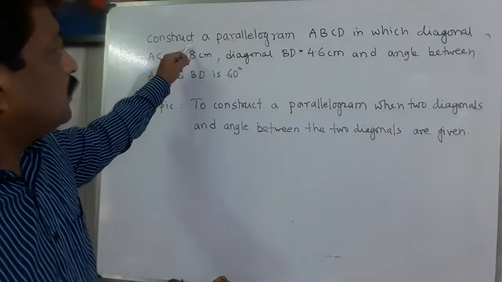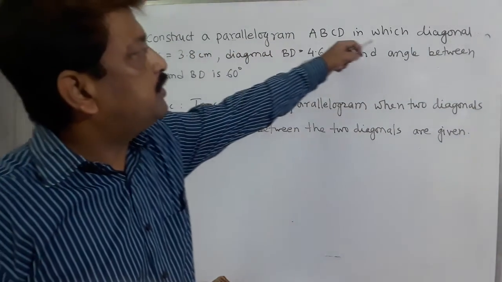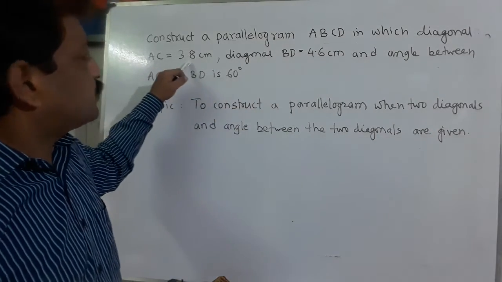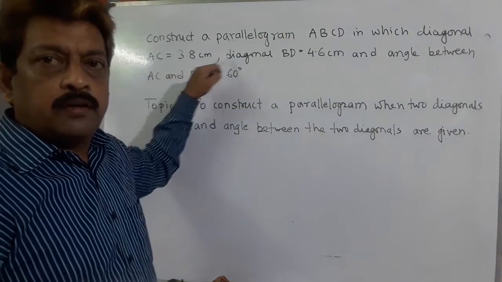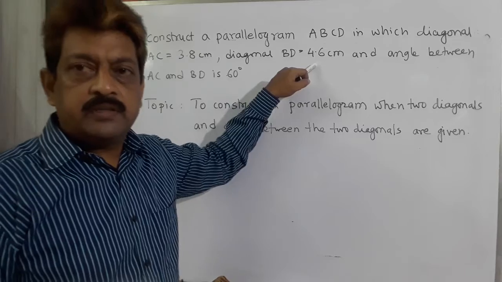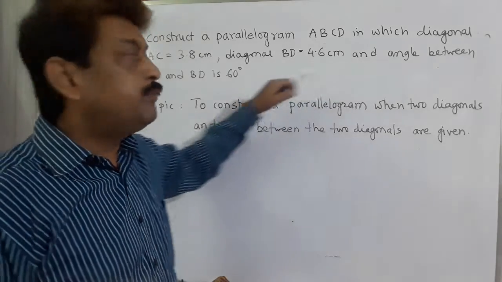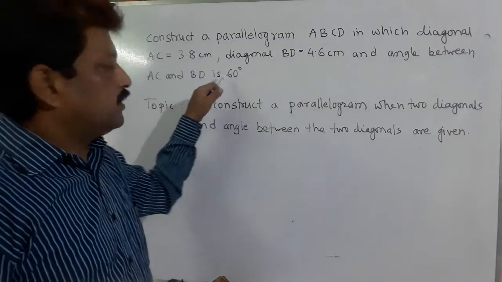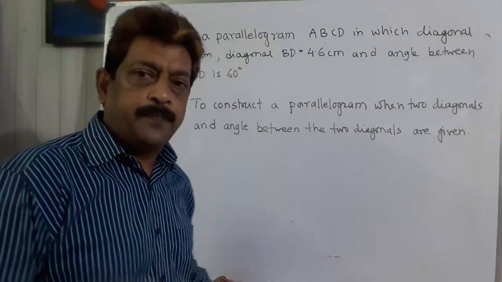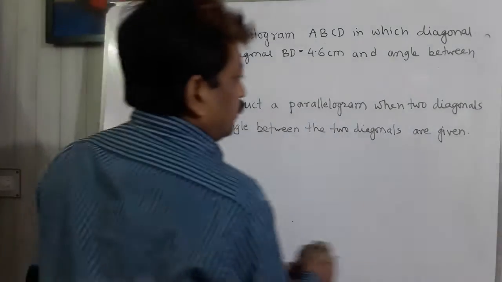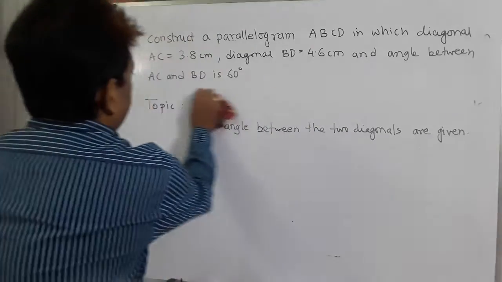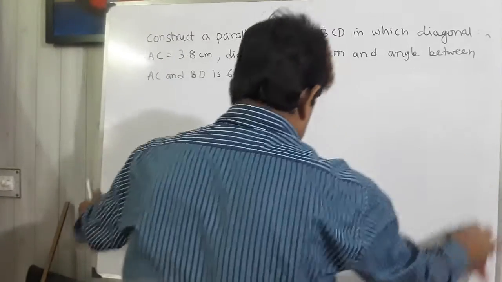So here is the question: construct a parallelogram ABCD in which diagonal AC equals 3.8 centimeter, diagonal BD equals 4.6 centimeter, and angle between the diagonal AC and BD is 60 degree. Okay. So first of all, I have to draw one rough parallelogram.